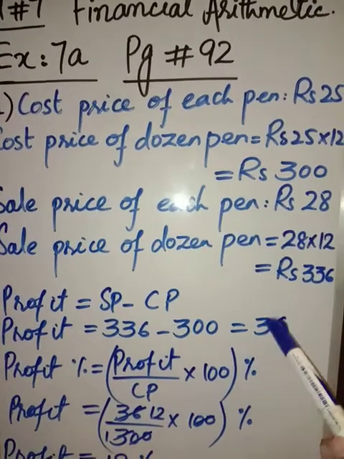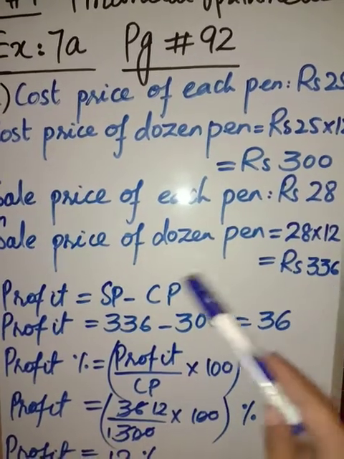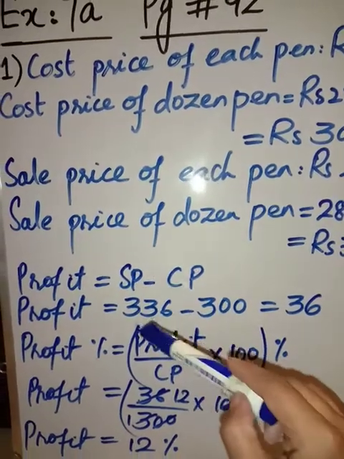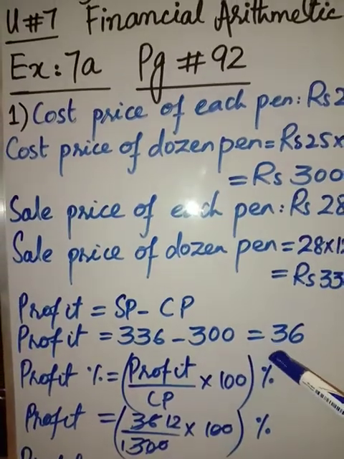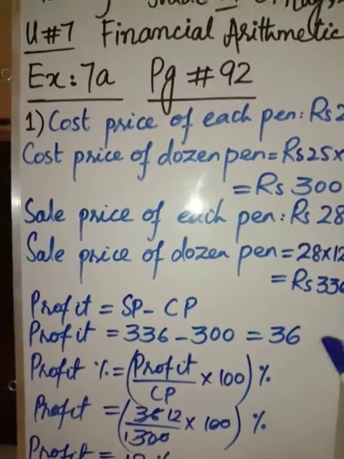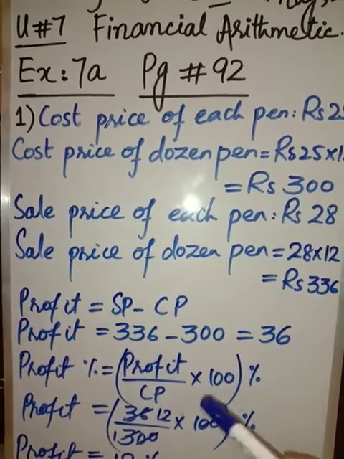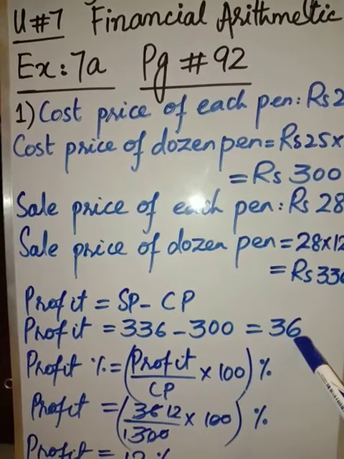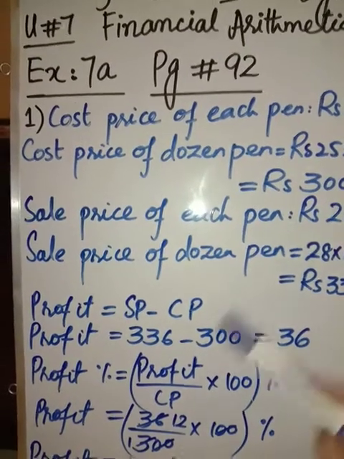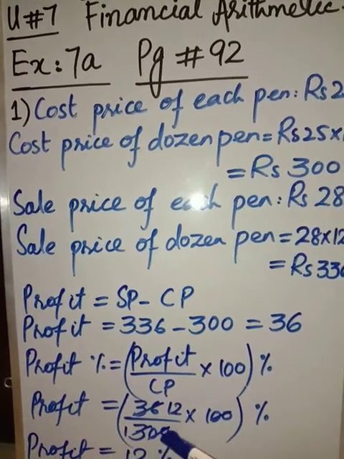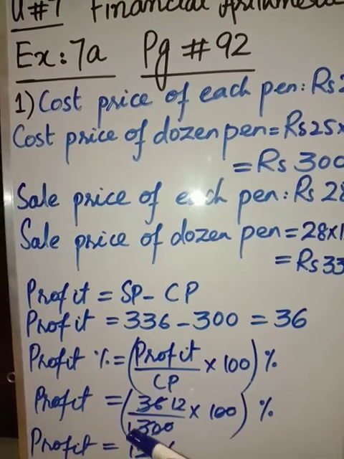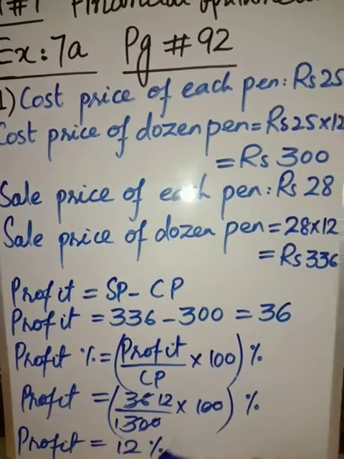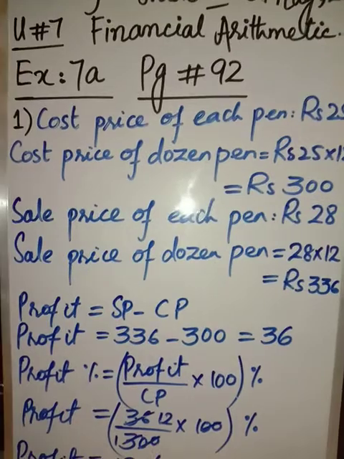So the sale price is greater than the cost price. So you can say that it is a profit statement. So how can you find out the profit? By subtracting cost price from sale price. By subtracting 300 from 336, you will get 36. So what is the profit? Profit is rupees 36. And what is the profit percent? What is the formula of profit percent? Profit divided by CP multiplied by 100. Profit is 36 and CP is 300. Multiply by 100. 2 zeros cancel with 2 zeros. You are left with 36 over 3. 3 ones are 3, 3 twos are 6. You are left with only 12 percent here. Understand?